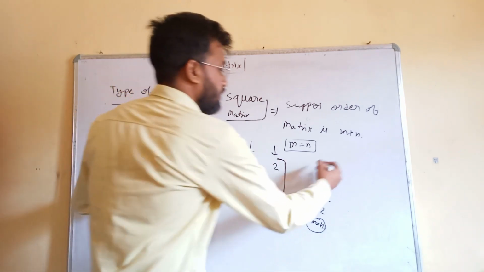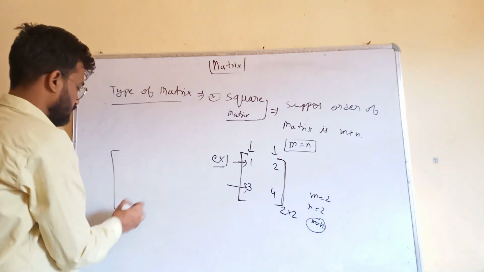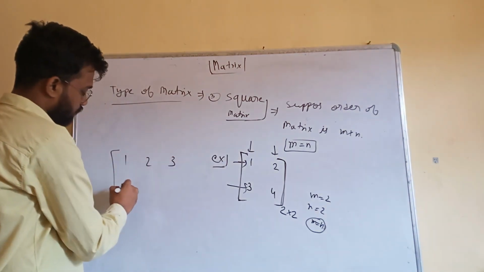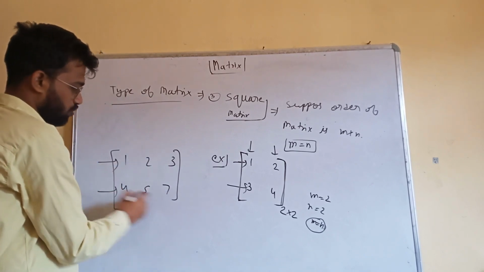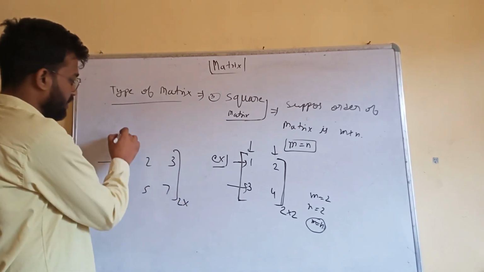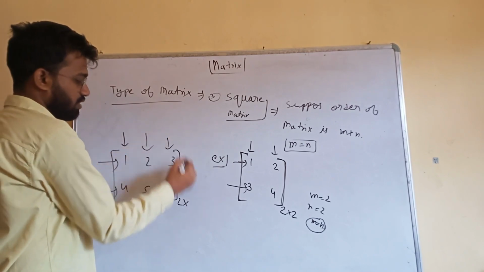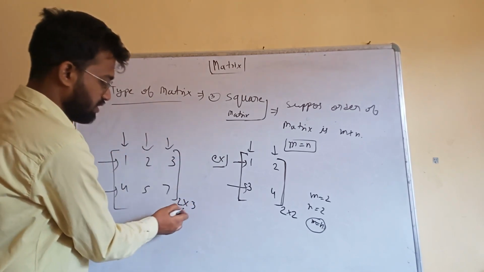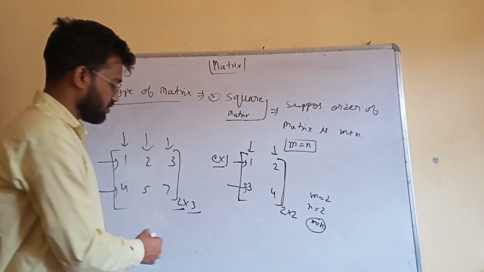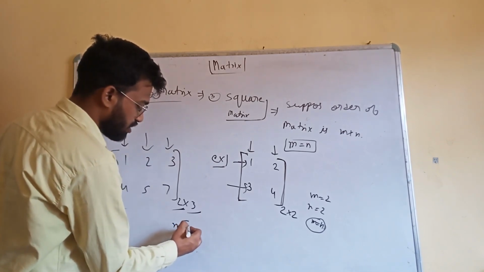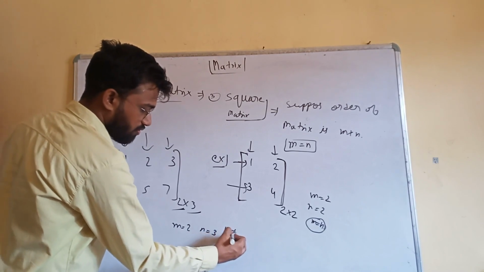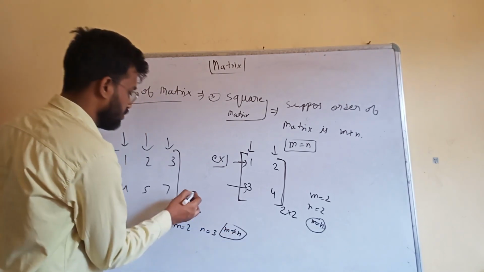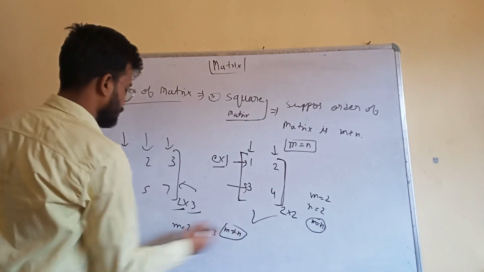Now let's talk about another matrix. Suppose this is the matrix: 1, 2, 3, 4, 5, 7. How many rows does it have? 1, 2. 2 rows, and how many columns? 1, 2, 3. 3 columns. So is it a square matrix? No, it will not be, because m is equal to 2, n is equal to 3, and m is not equal to n. So this is not a square matrix. This is the square matrix, this is not.